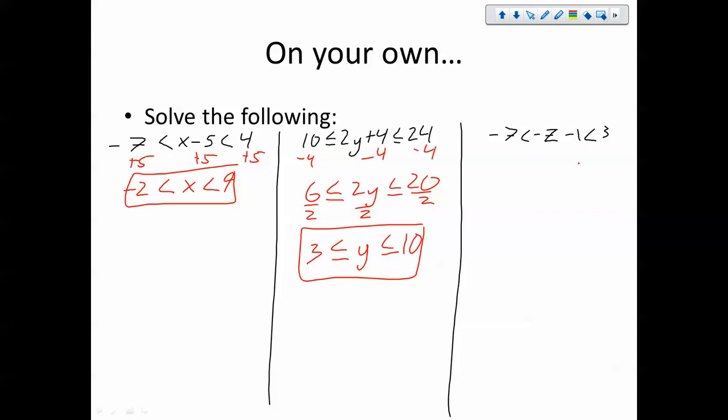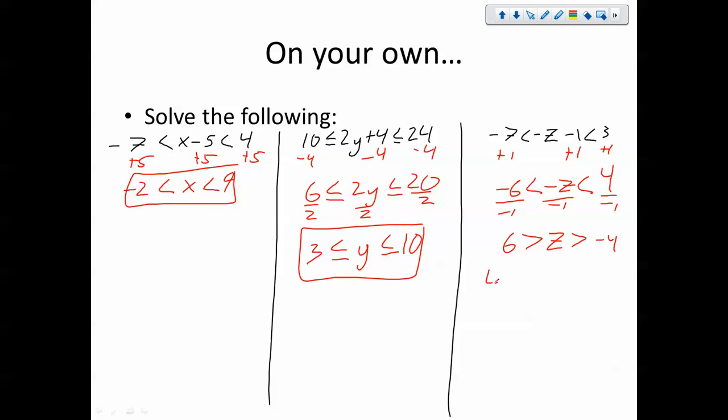Last problem. We're going to add 1 to all 3 sides. We end up with negative 6 is less than negative z is less than 2. Or excuse me, that's wrong. 4. And then I'm going to divide everything by negative 1. And so that becomes 6. Remembering that I'm dividing by a negative, I need to switch that sign. That becomes z. This is negative 4. And remembering that I'm dividing by a negative, I switch that sign.